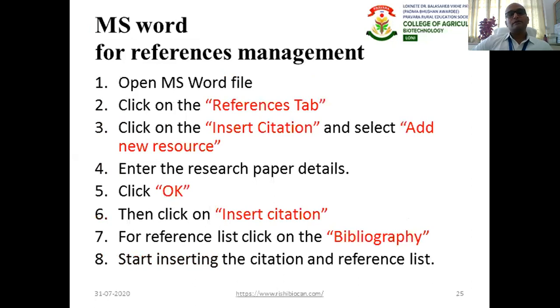Next is MS Word for reference management. For that, you have to open the MS Word file, then click on the References tab, then click on Insert Citation and select Add New Source. Enter the research paper details manually, then click OK. Then click on Insert Citation. For the reference list, click on Bibliography. At last, you have to start inserting the citations and the reference list.